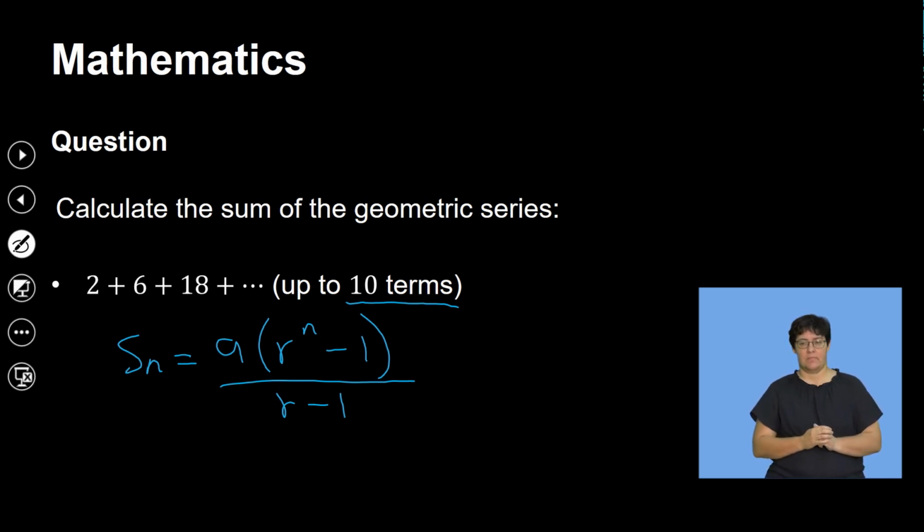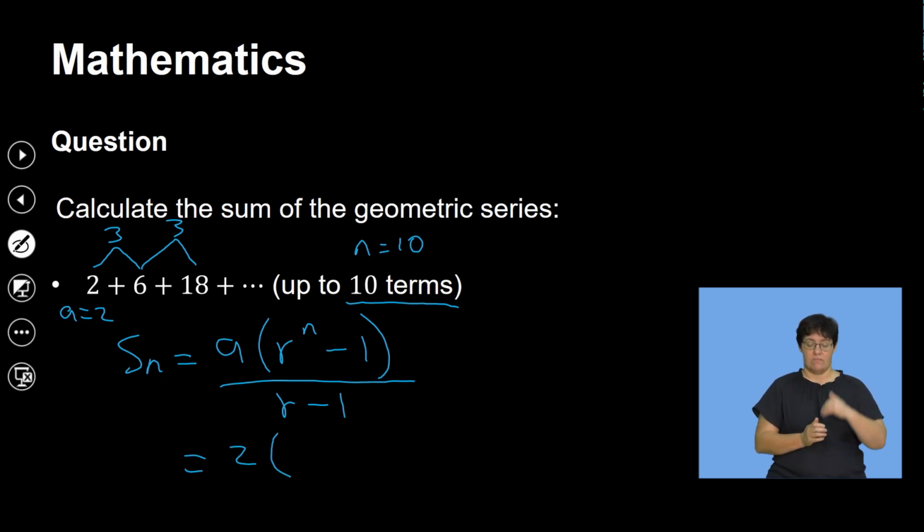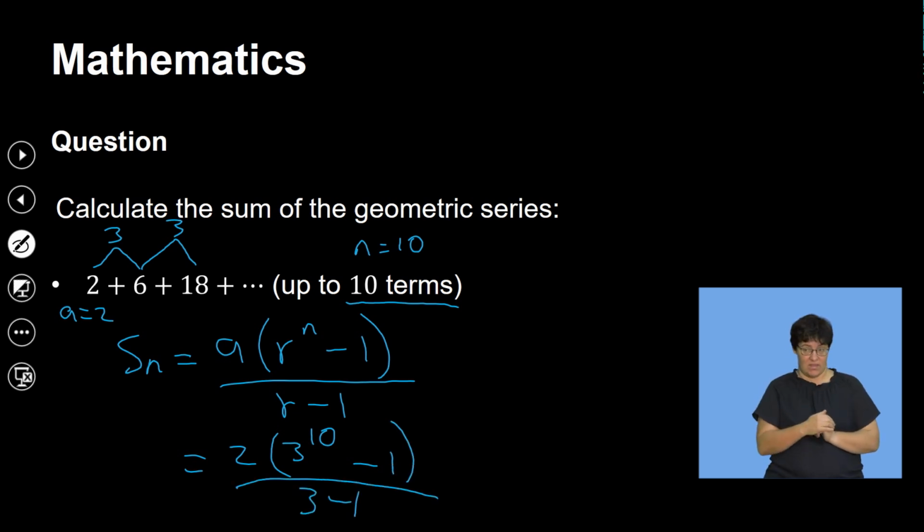So here my r will be the 6 divided by 2, which will give me 3, and it will be the 18 divided by 6, which will also be 3. So that's my common ratio. The number of terms will be the 10 that I have there, and then the value of a will be equal to the 2 there. Then I substitute, right? So this will be my a value, as I said, is 2, open the bracket, my r is 3, not squared, and I'm already thinking about squared here. The n will be the number of terms, right, which is 10, then minus 1 over 3 minus 1.